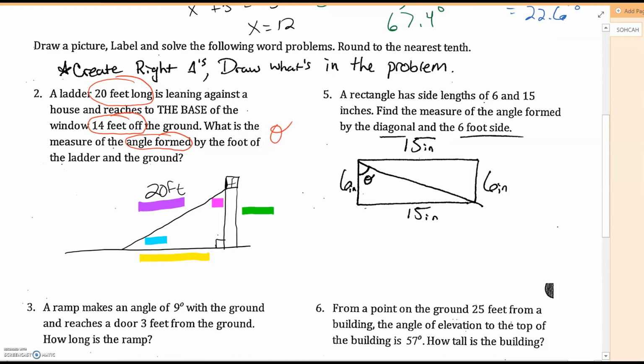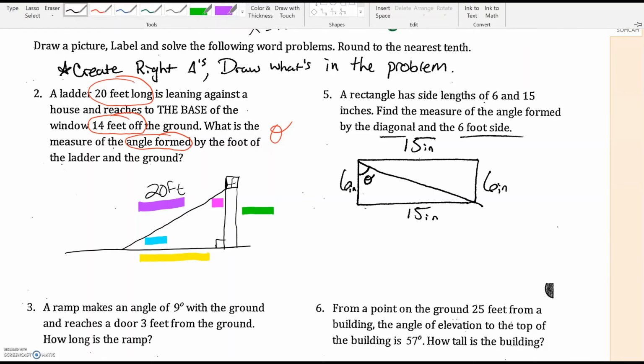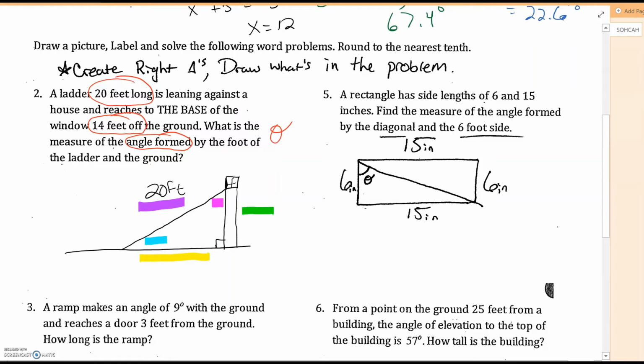Okay, it says the window is 14 feet off the ground. So then I need to put the 14. Which one of these colors would the 14 represent? Okay, window up off the ground, that would be 14 feet. Window, ground, 14. Ladder, 20 feet. What is the angle formed by the ladder and the ground? Ladder, ground. That would go right here.